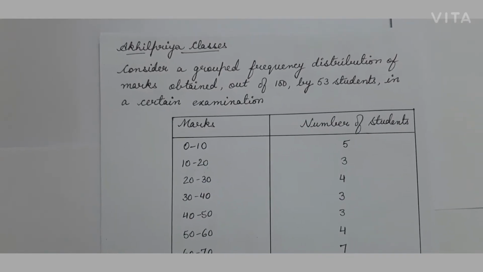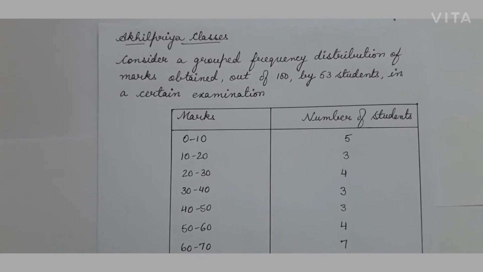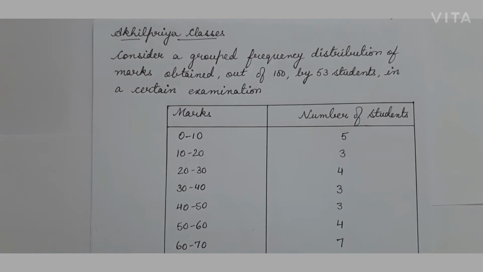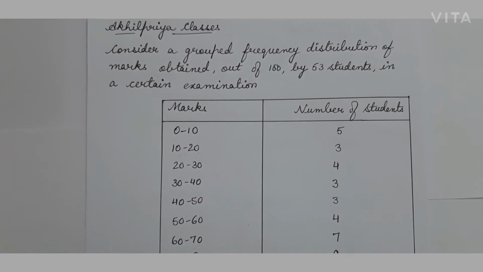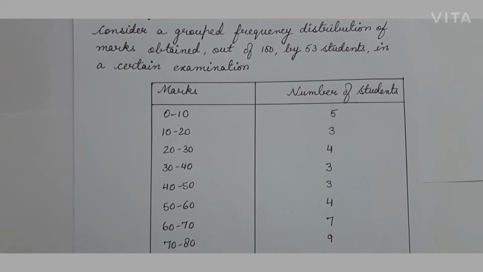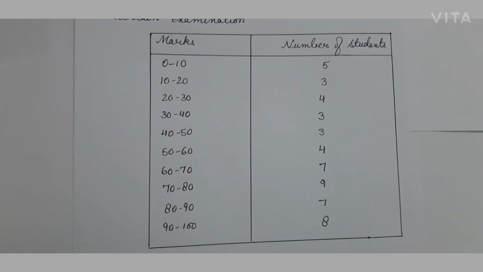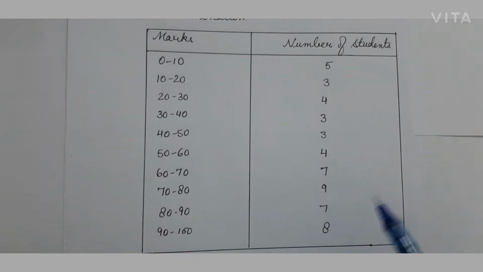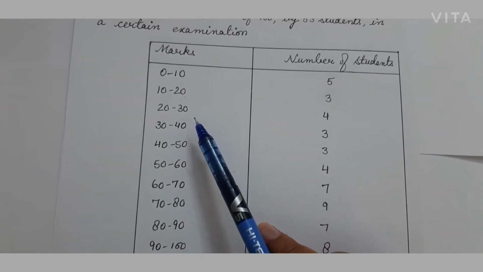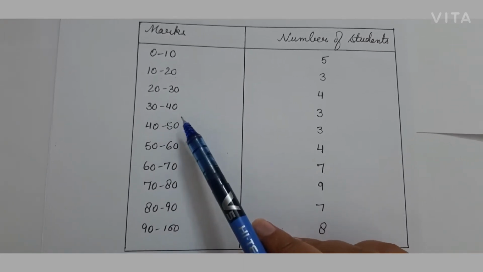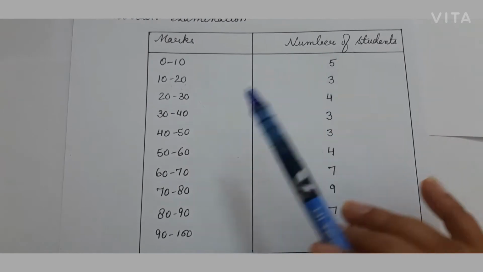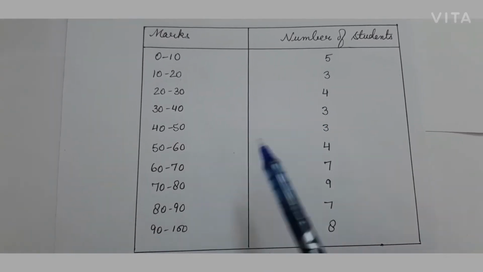Let's consider an example for calculating median for the grouped data. We have a grouped frequency distribution of marks obtained out of 100 by 53 students in a certain examination, and here we have the table for that. Marks with class interval 0 to 10, 10 to 20, 20 to 30, up to 90 to 100, whereas the number of students corresponding to each interval is written here.